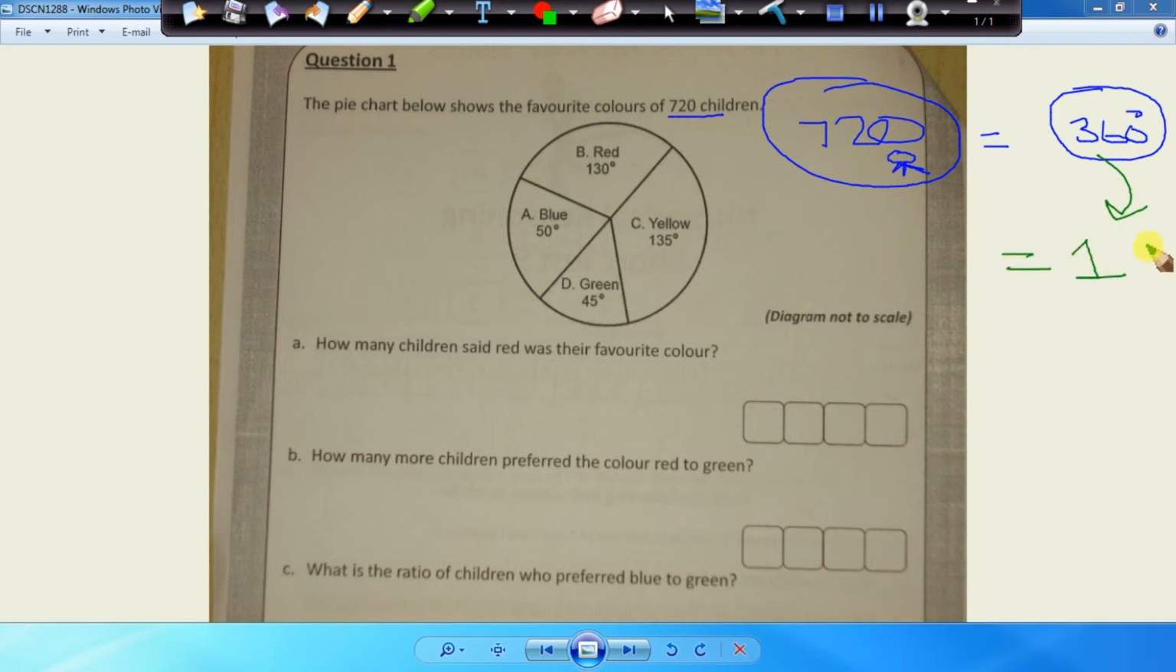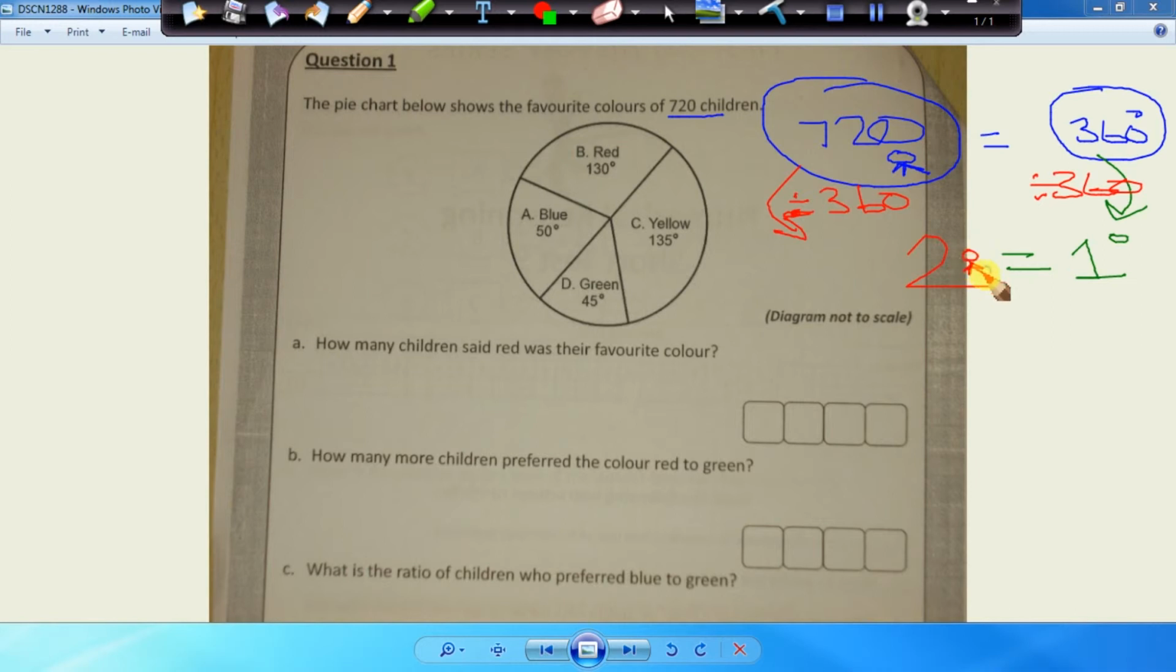Okay, quiet please. Right, Muniba, how do we get from 360 down to 1? What do we do? We divide by 360. 360 divided by itself gives you 1. If you divide the right hand side by 360, we have to divide the left hand side by 360. So 720 divided by 360 is equal to 2.